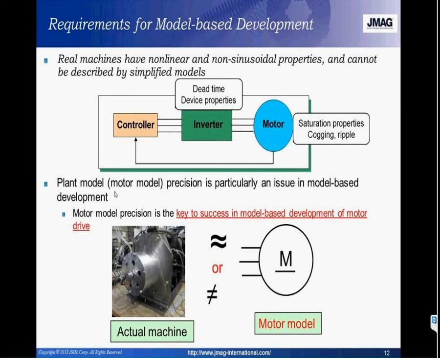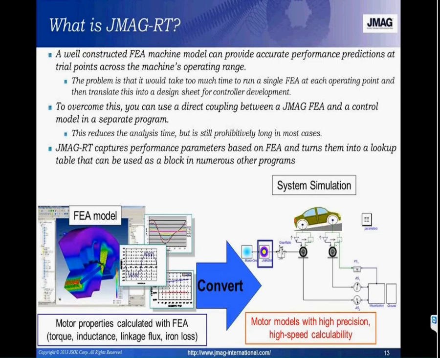The plant model, or motor model's, precision is particularly an issue in model-based development. Motor model precision is the key to the success of model-based development of a machine drive. So we have to have our motor model approximately equal to our actual machine. Anything that doesn't equal our actual machine is not going to give us a high-fidelity system-level simulation. So what is JMAG RT then, or how does that fit into the picture?